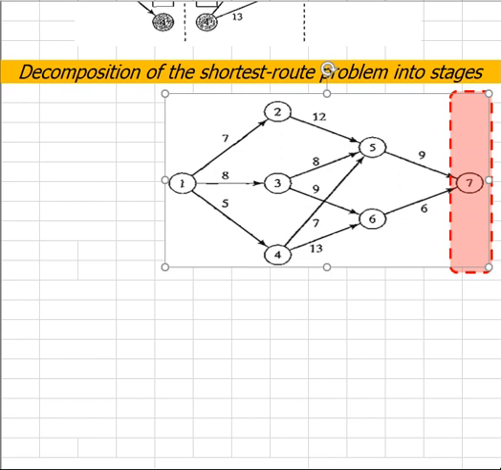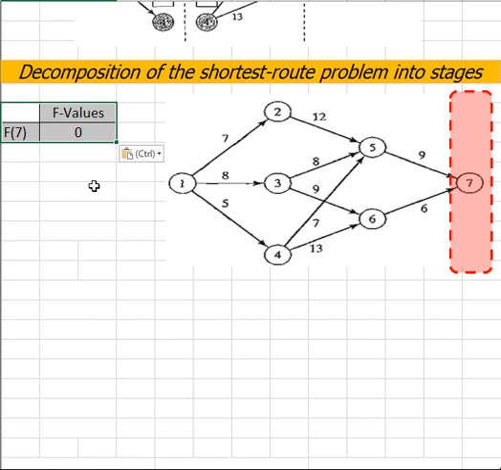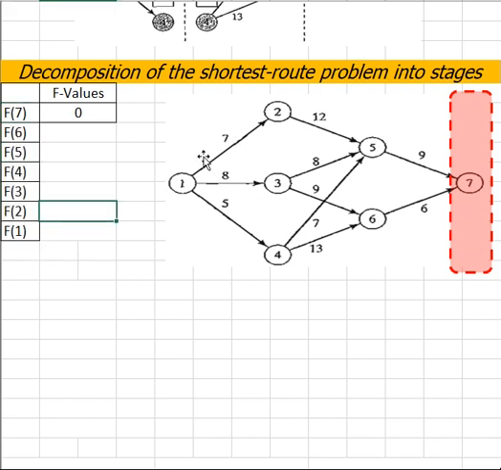For us to start, we need to create several values in a table. We will make a table with F7, F6, F5 down to F1. If it is F1, F2, or FA, FB, FC, that's what you will make. Let's create a certain table. Of course, the values in F are always distances. The F value at node 7 is 0 because we have not traveled any distance yet.